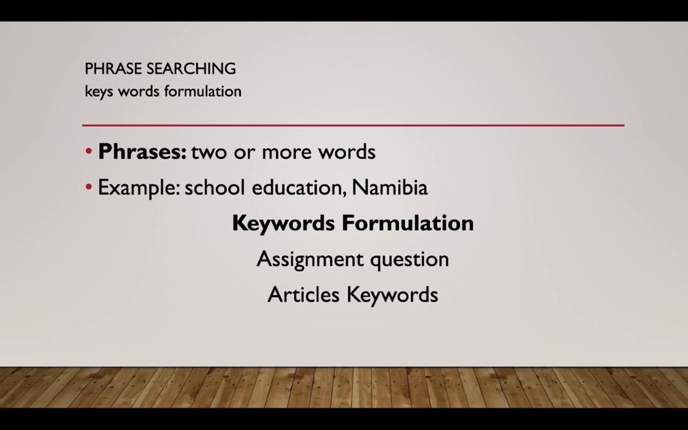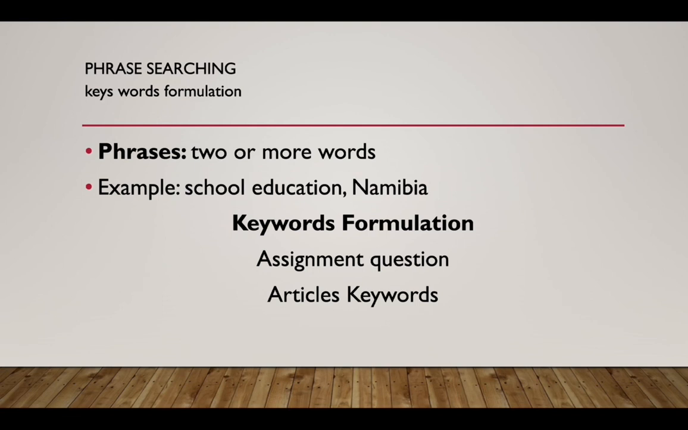Let's look at now how you use phrases in searching for information. Sometimes you can combine your keywords with phrases. What are phrases? A phrase is a combination of two or more words. But now remember that it should be meaningful when you combine these words. It should be something that is meaningful. Let's look at our example, education in Namibia. A phrase that I can come up with is, for example, school education. I can combine it with the keyword Namibia, and always remember to separate your phrases and keywords using a comma in between.